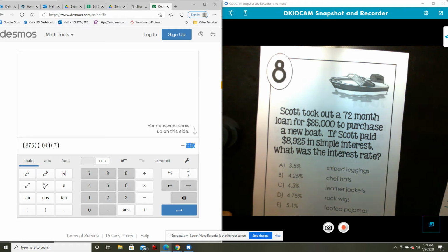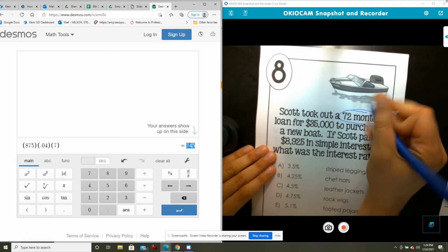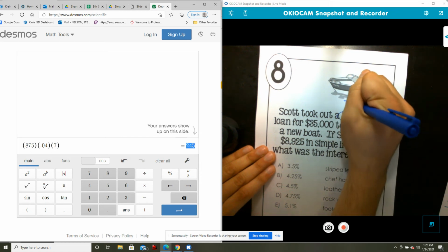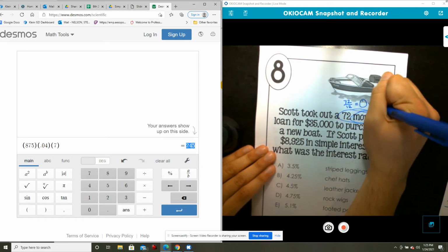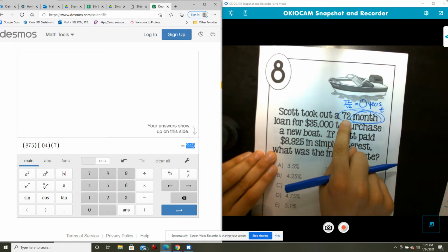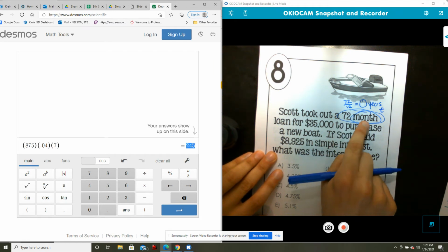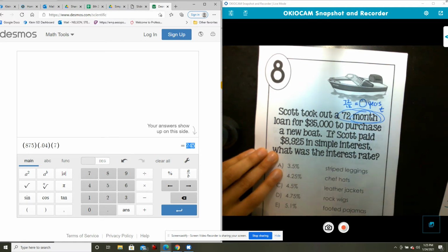All right, Scott took out a 72-month loan. Okay, another one with months. We're going to have to convert that to years. So 72 divided by 12, whatever that is, you're going to have to input that as years for your T. Not 72. Don't put in 72 for T. That indicates 72 years. It's not going to take 72 years to pay the loan. It's going to take 72 months. But we have to put it in years in the equation.